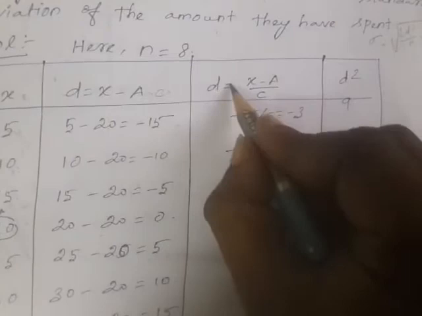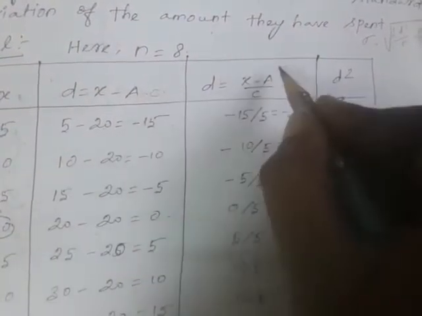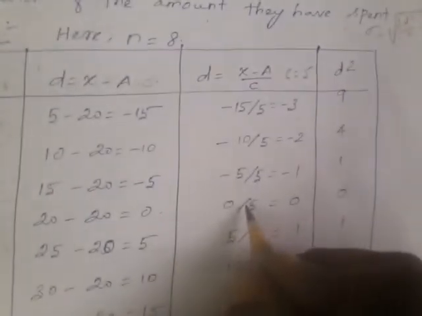So d is equal to x minus a, which we already found, divided by c, where c is equal to 5. Minus 15 by 5 is minus 3. Minus 10 by 5 is minus 2. Minus 5 by 5 is minus 1. 0 divided by any value is 0. 5 by 5 is 1. 10 by 5 is 2. 15 by 5 is 3. 20 by 5 is 4.